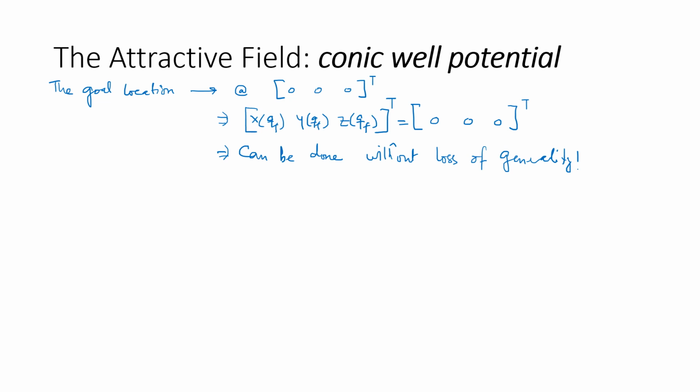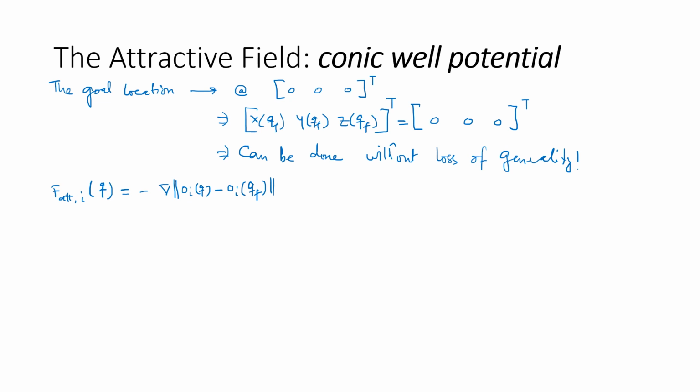Now, if I do that, the subsequent computation becomes a bit simpler. So I can have the attractive force computed now for the ith frame at the current configuration to be equal to, when you take the negative of this gradient of the function that we have already defined, the conic well potential, that is going to be Oi at Q minus Oi at Qf.